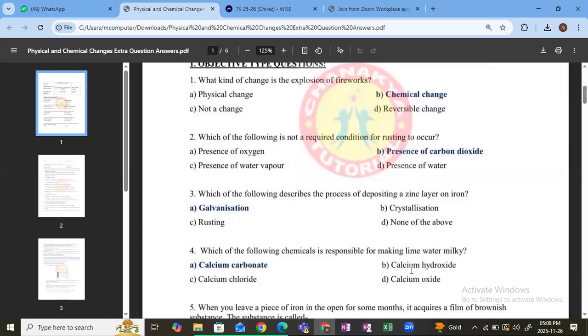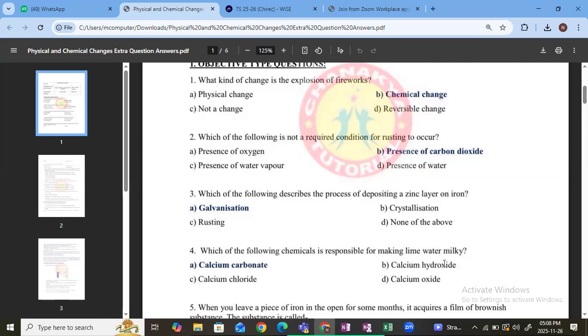Have you read about it earlier? Yeah, we have read about it. Lime water is basically a test that we use to detect the presence of carbon dioxide. When we pass the carbon dioxide gas through lime water, it turns milky. So now it is asking which chemical is responsible for making lime water milky.